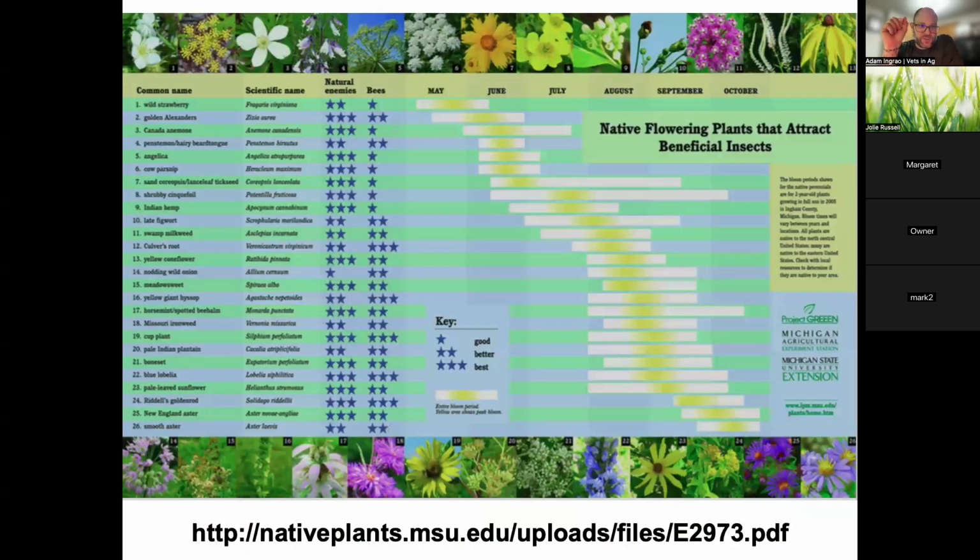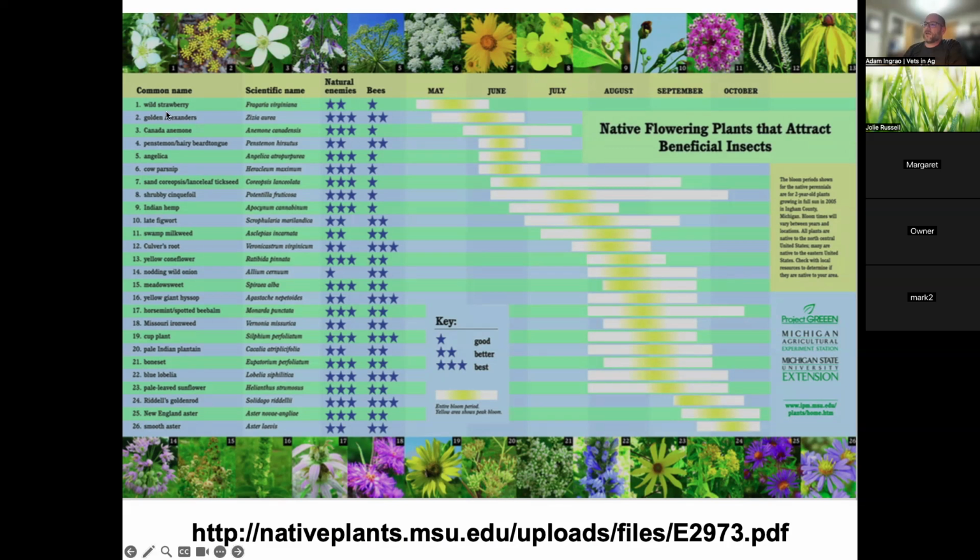If you are interested, and especially if you're in Michigan, or if you're outside of Michigan, this is a great list to start with. This is the E2973. If you just Google Michigan State University Extension E2973, this document will come up. This is one of my favorite documents. I share this with all of my beekeeping classes as well. This is a native plant list of beneficial plants that attract beneficial insects.